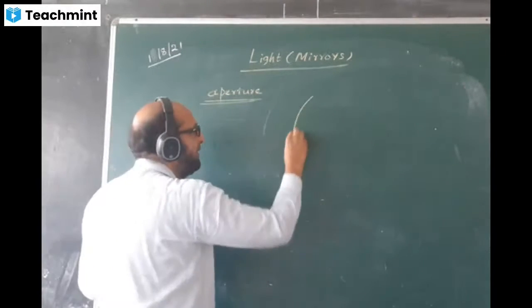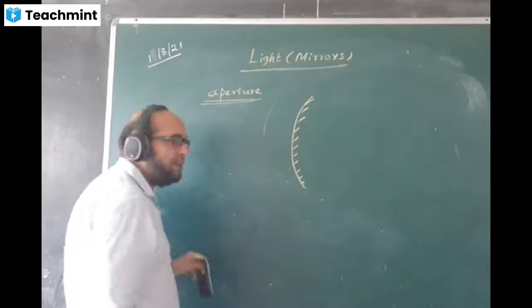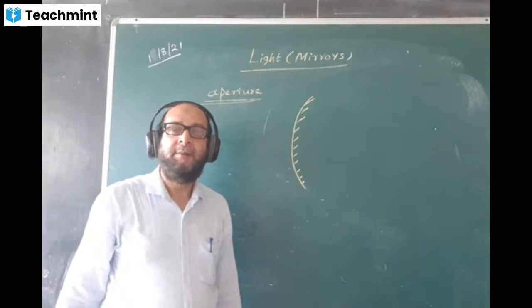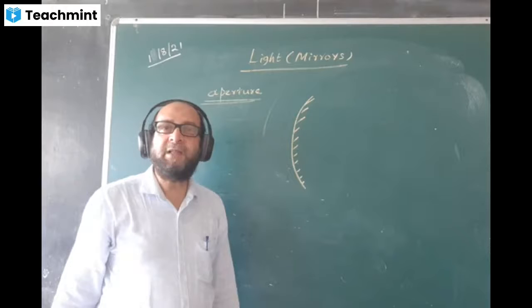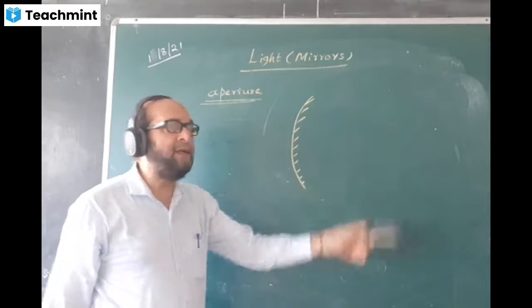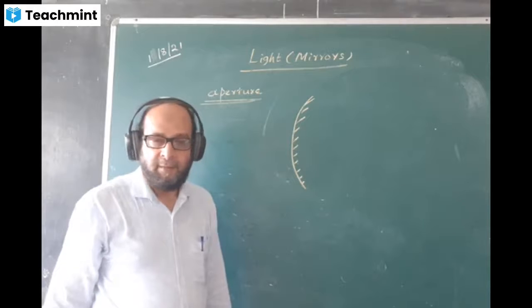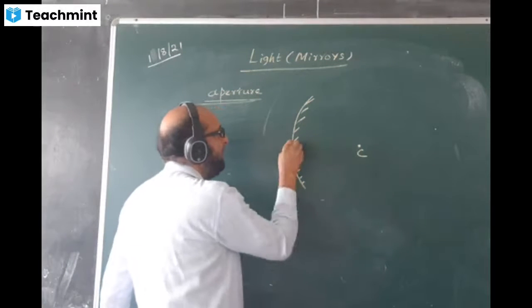If I draw it this way, what mirror is this? Concave or convex? Convex mirror, yes. Where is the center of curvature? On the left side or on the right side? On the right side, here. And P will be here.